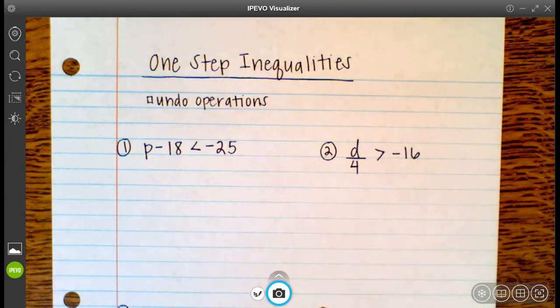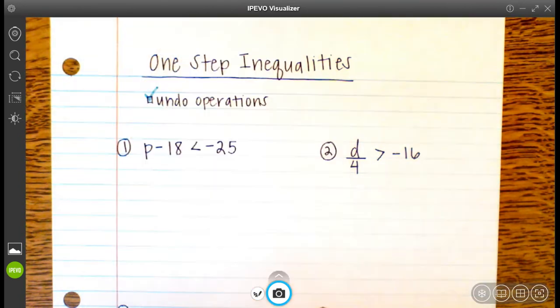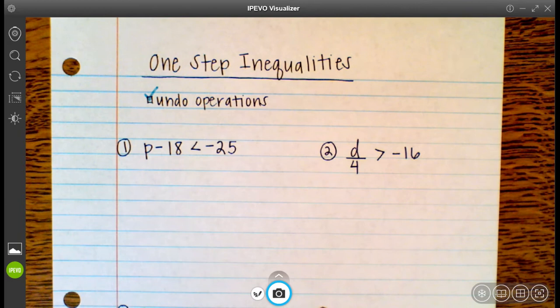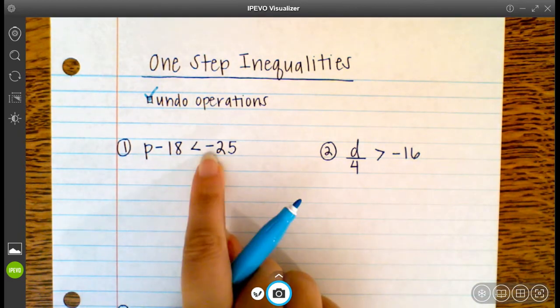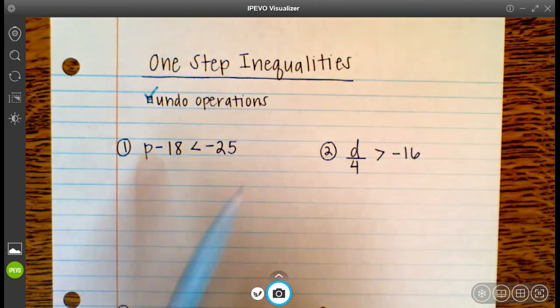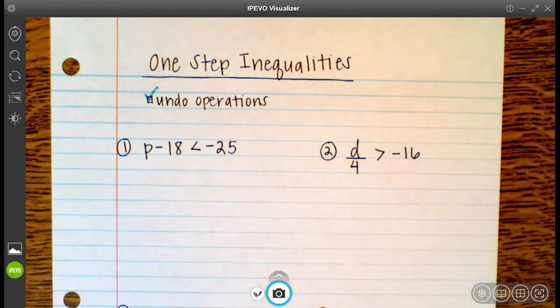Hello there. We are going into solving one-step inequalities. So just like how we solved one-step equations, we need to undo our operations around our variable. So in number 1, p minus 18 is less than negative 25. We need to get p by itself.